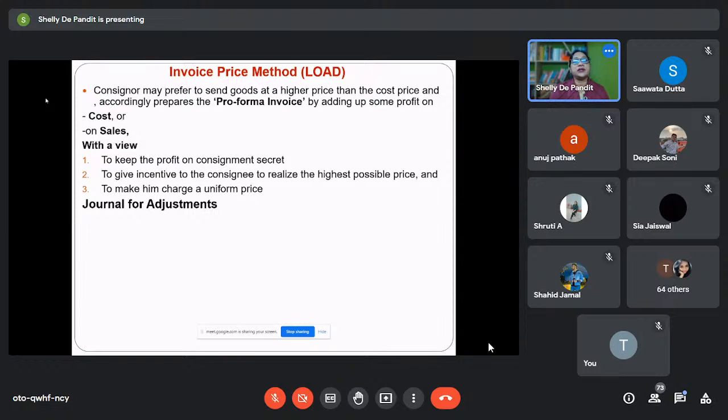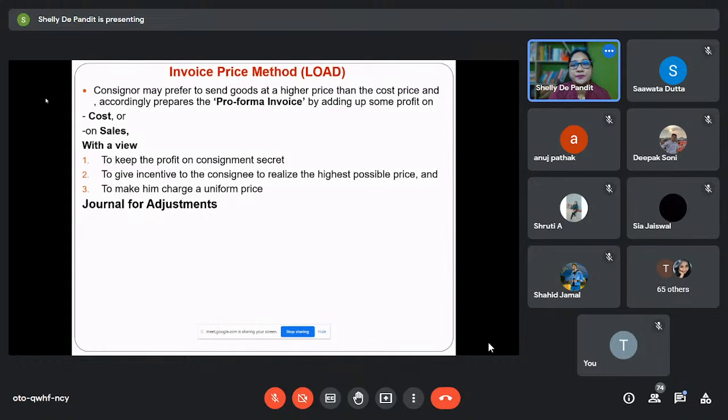So never forget it. Load is only the additional price, additional profit that is charged on that cost, known as load. And what is the invoice price? The sending price. In case of load sum, the sending price is generally higher than the cost price. So it is known as pro forma invoice price. Once again, concentrate on the example. 100 is the cost, 120 is the sending price. So that 120 is called as pro forma invoice price, and the difference, that is 20, is your load.